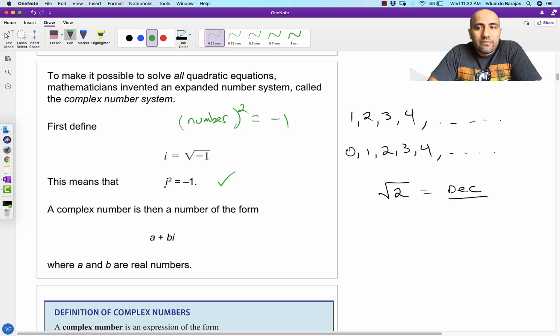Okay, so once we've accepted that that's true, then we can combine it in this form to create a whole new number system called the complex numbers. The complex numbers are going to be numbers that are written in this form. It is a + bi, where a and b are real numbers, and of course i is this guy.